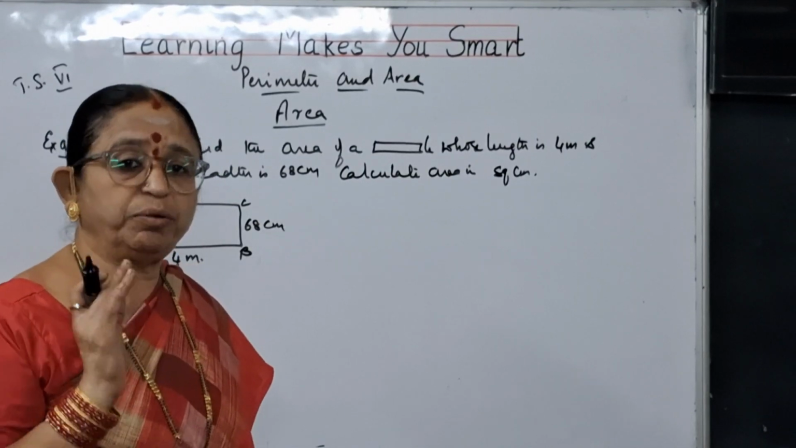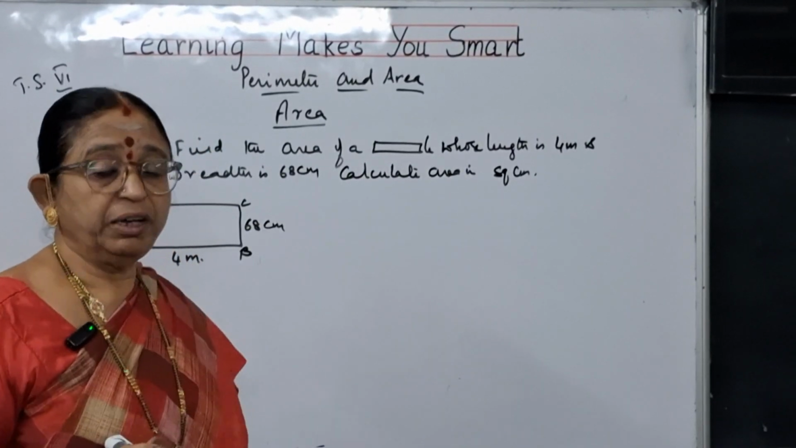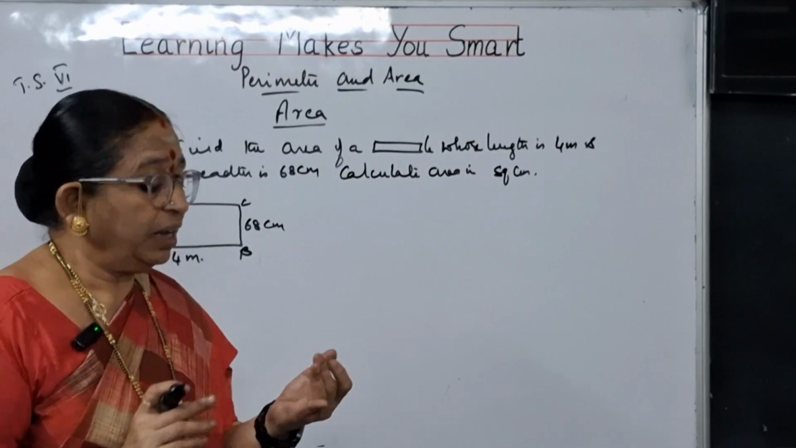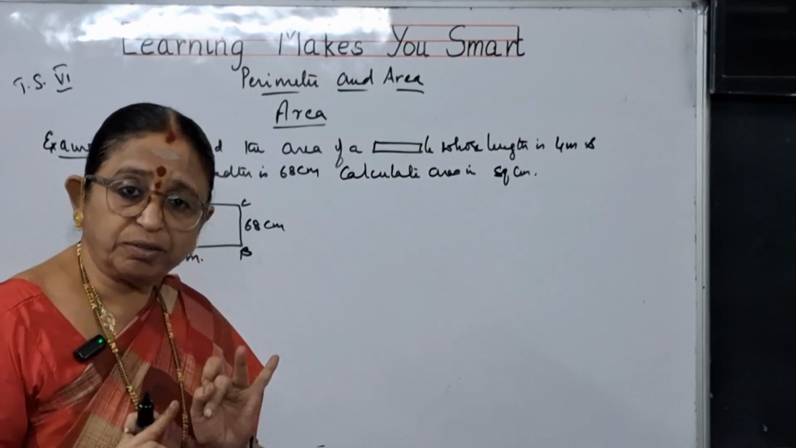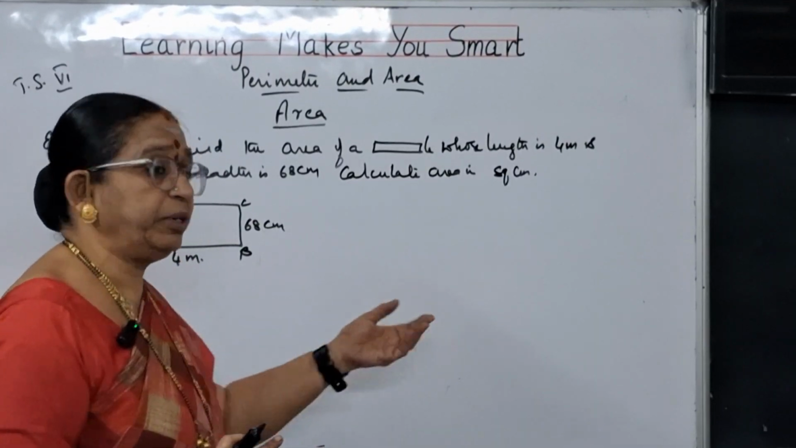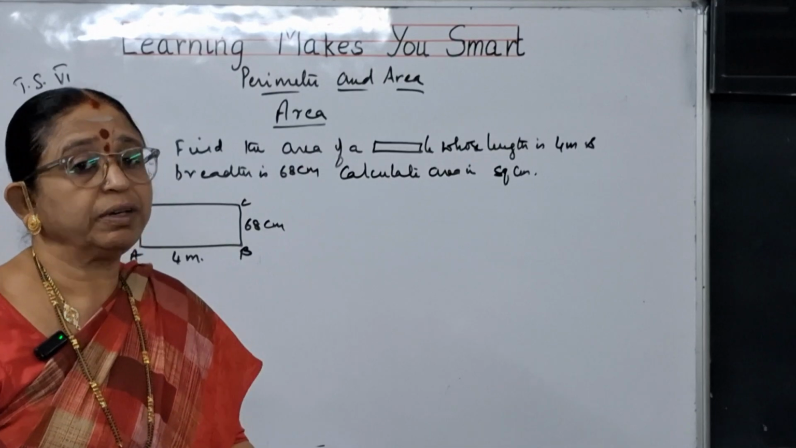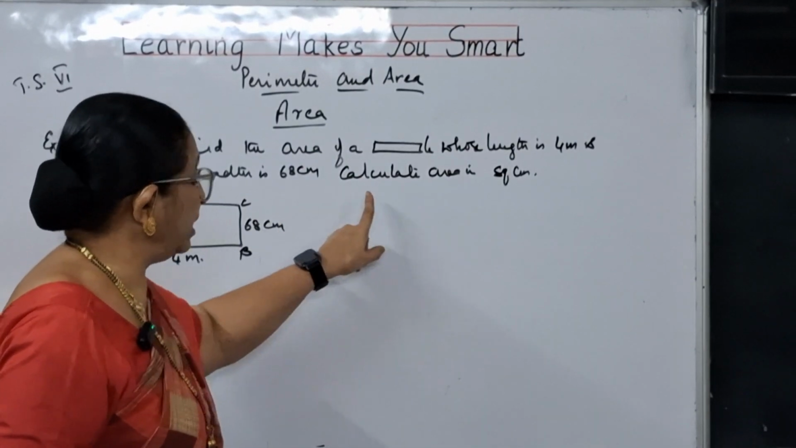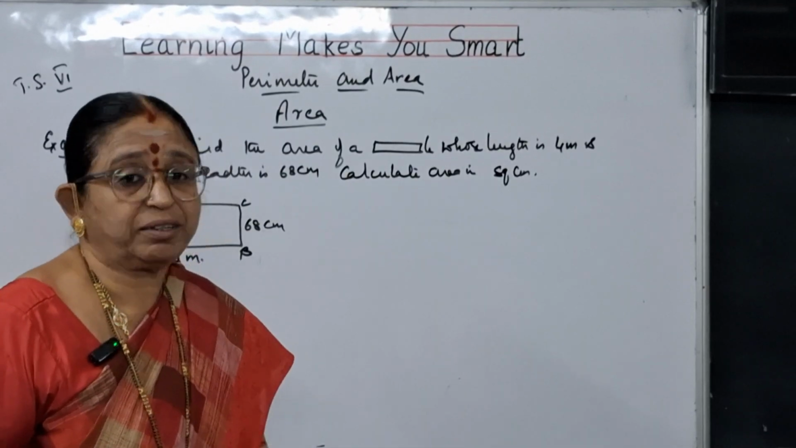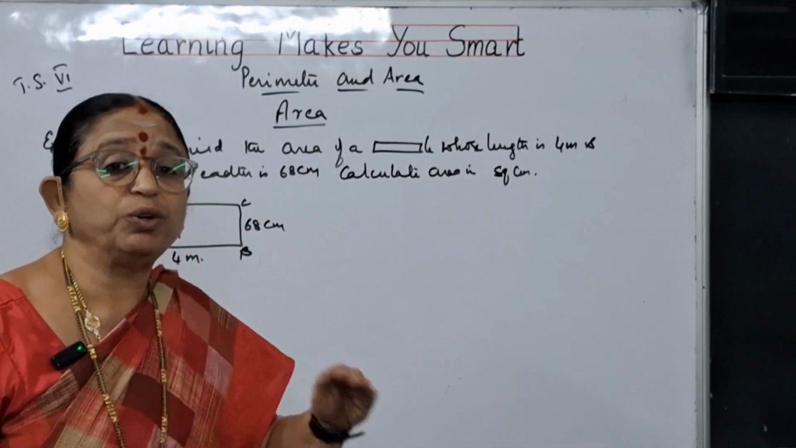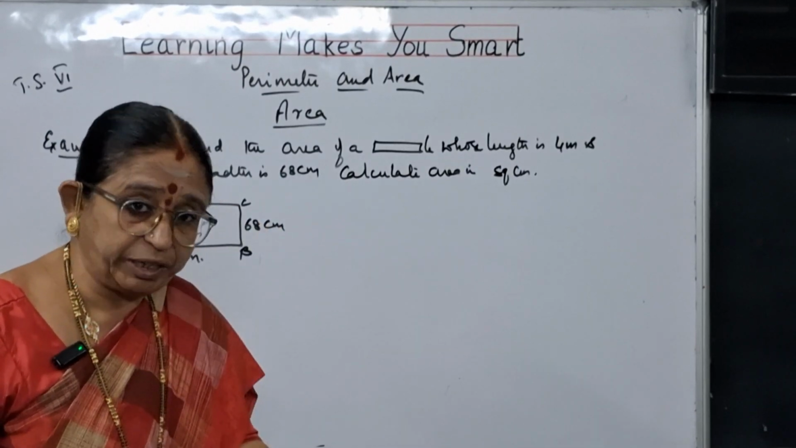Always the length and breadth units should be the same, but they have not given it as the same. So we have an option: either convert centimeters into meters or convert meters into centimeters. That means 68 centimeters should be converted into meters, or 4 meters should be converted into centimeters. But in the problem, they have clearly asked to calculate the area in square centimeters. So a specific note is given here that we need to find the area in square centimeters only.